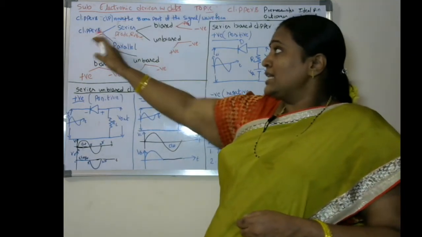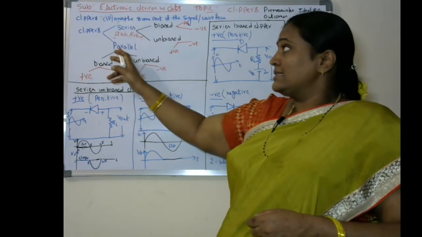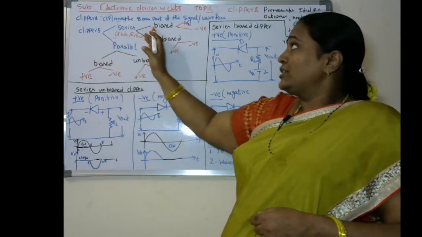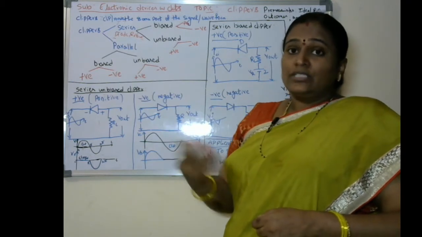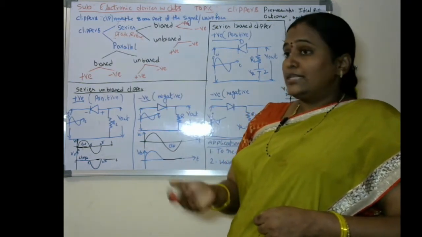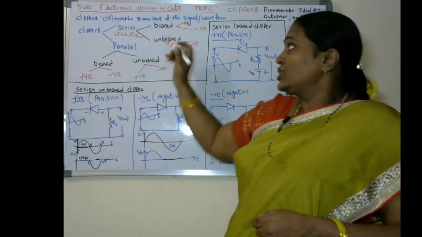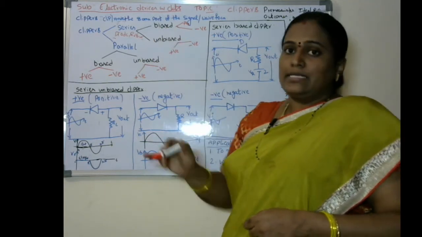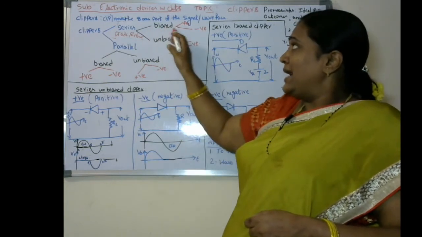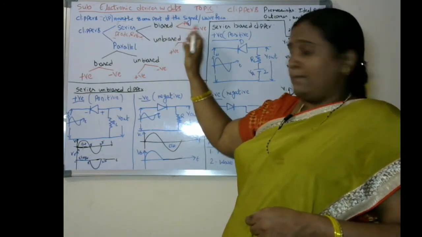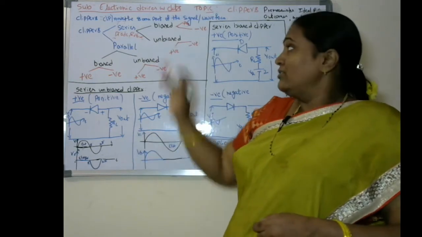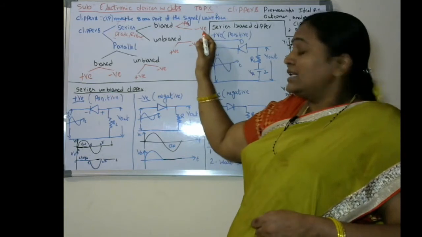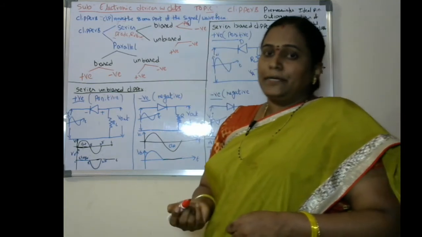So, the clippers have been classified into two categories. One is series and parallel, depending upon the way of connection, and the other with respect to the reference voltage we are externally giving. If it has any external voltage, then it will be called biased, otherwise it will be called unbiased. Next, once again, if it clips the positive part of the signal, it will be called a positive clipper. If it clips the negative part of the signal, it will be called a negative clipper.